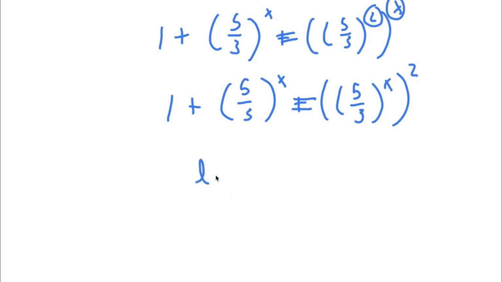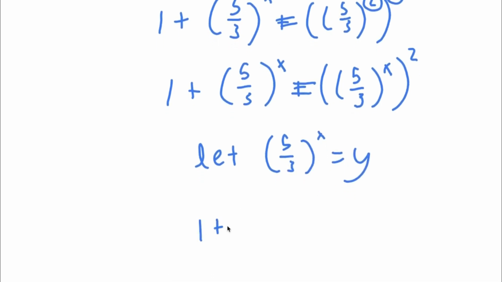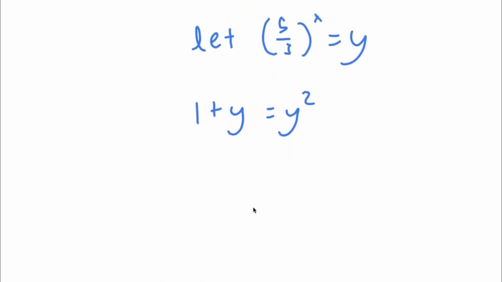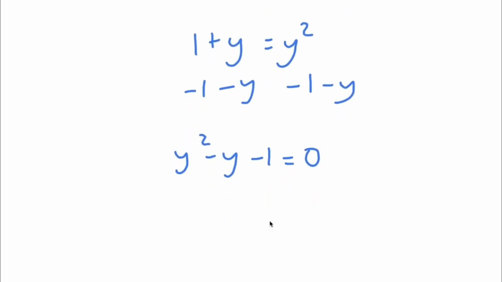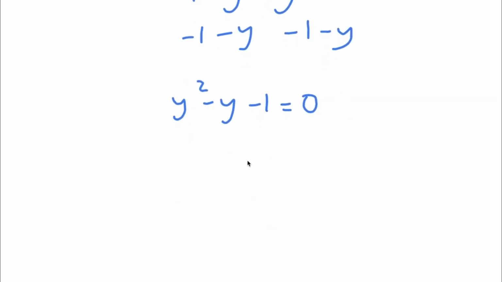Now I'm going to let 5 over 3 to the power of x equal y. So now I have 1 plus y is equal to y squared. Now, if I subtract 1 and y on both sides, I get y squared minus y minus 1 is equal to 0. So now, as you can see, I have a quadratic equation.